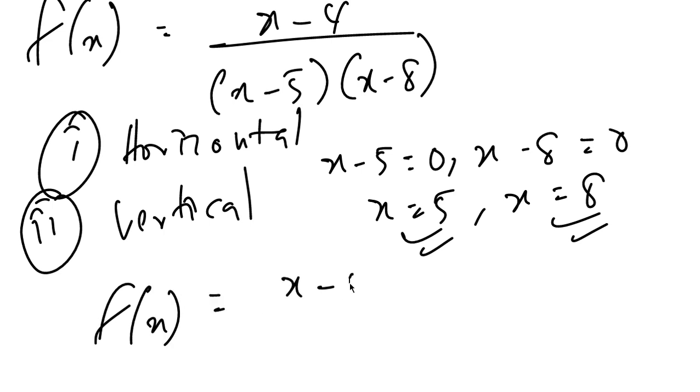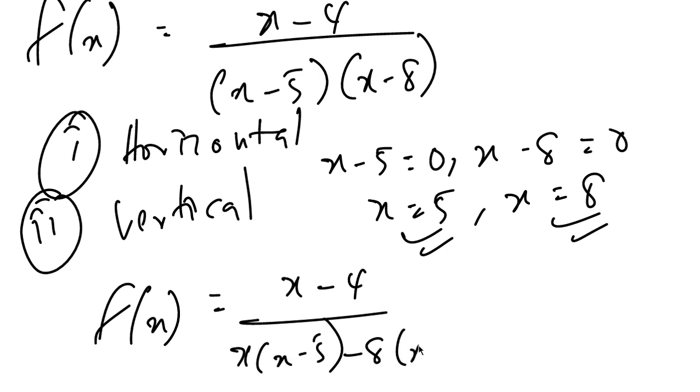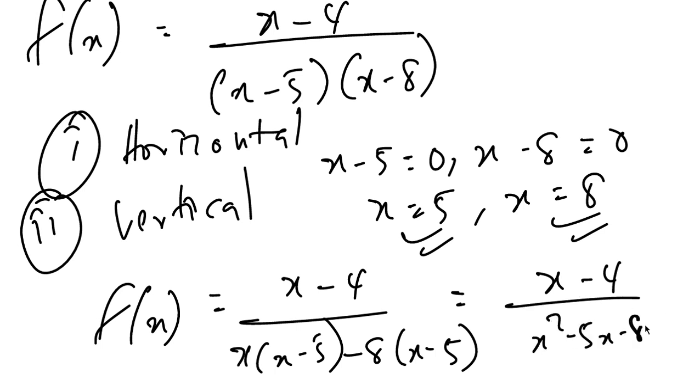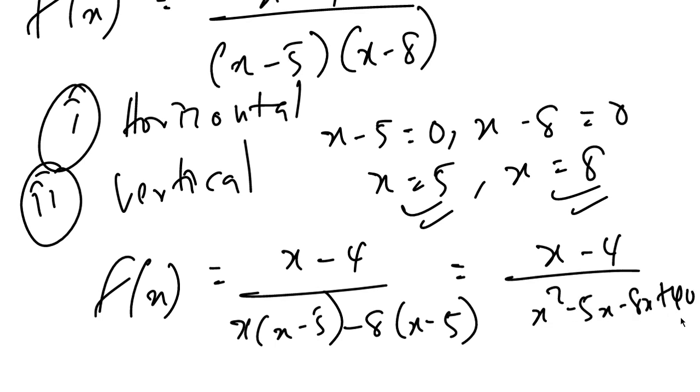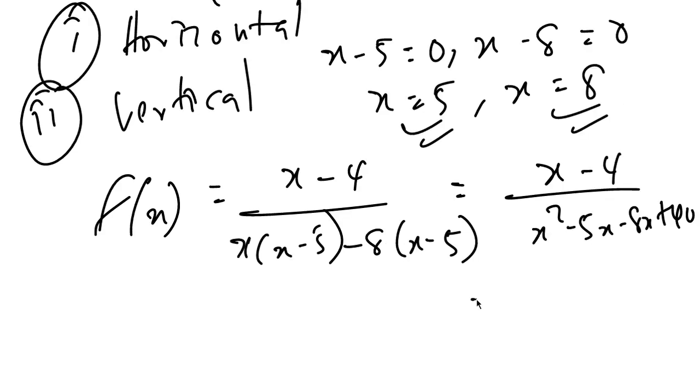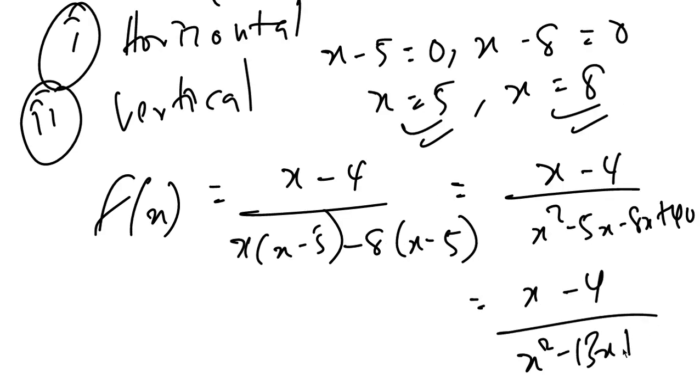But when it comes to the horizontal, you have to simplify the denominator. If you simplify the denominator, x minus 5 into x minus 8 is x into x minus 5 minus 8 into x minus 5. I'm expanding it. That will be x minus 4 over x squared minus 5x minus 8x plus 40. Right, and that's going to be x minus 4 over x squared minus 13x plus 40.